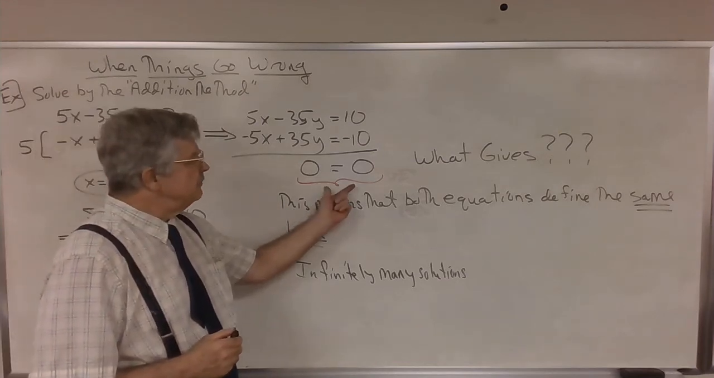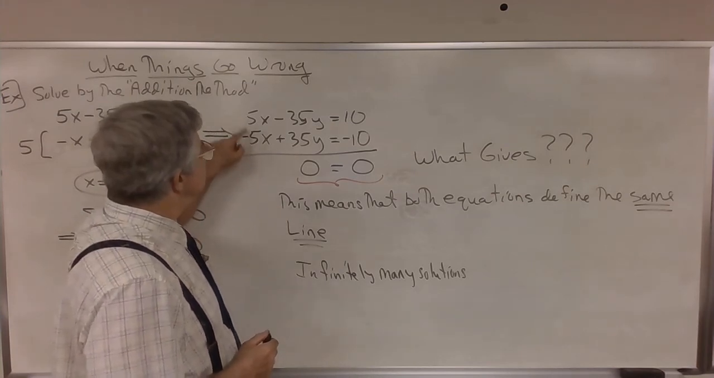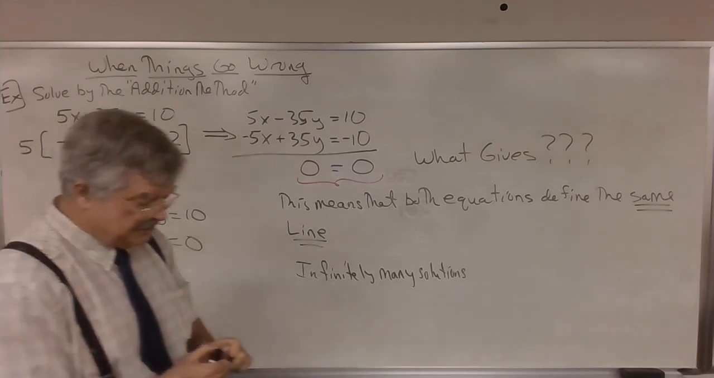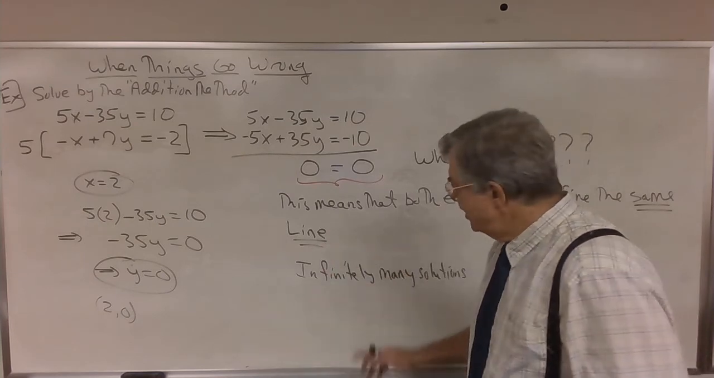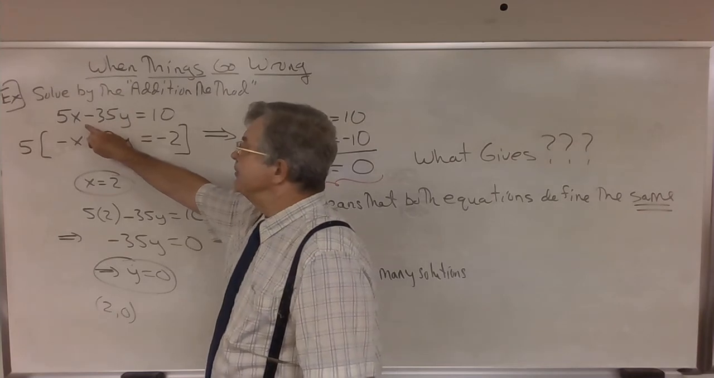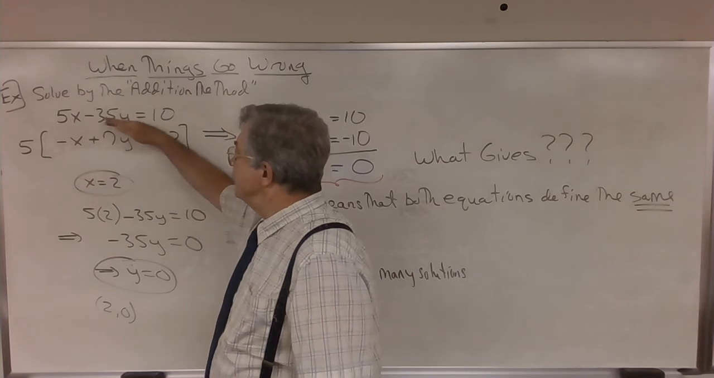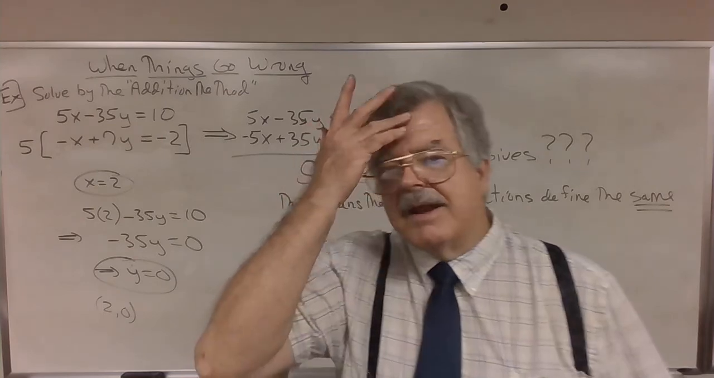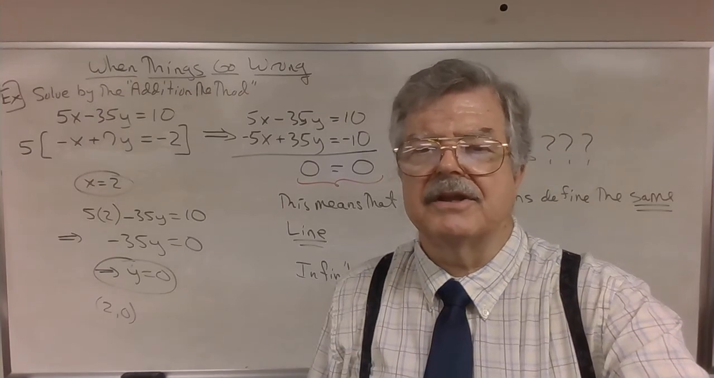So when we get this, 0 equals 0, it means there are infinitely many solutions. Both of these equations define the same line. And if we want to get just one of these infinitely many solutions, take an x value, plug it into this equation, and solve for y. And that solution will work for both of these equations since they both represent the same line. Now, is that the only thing that can go wrong? No, there's something else that can go wrong.